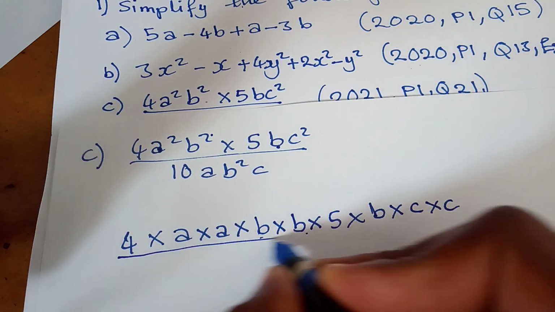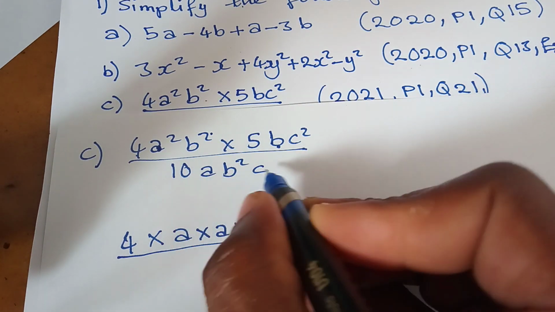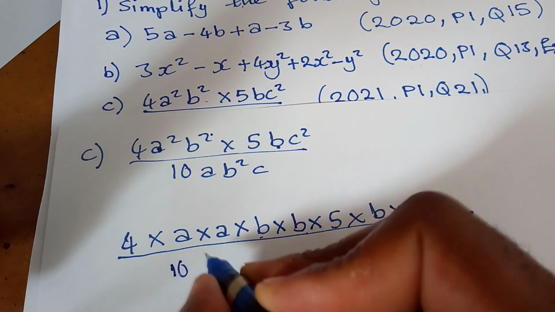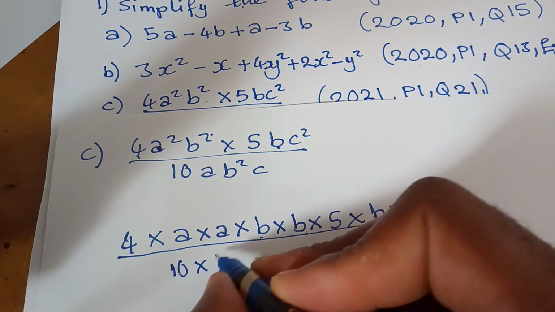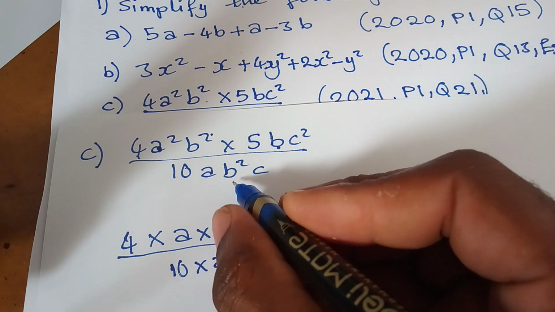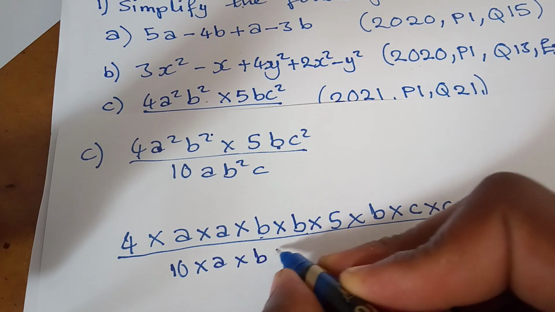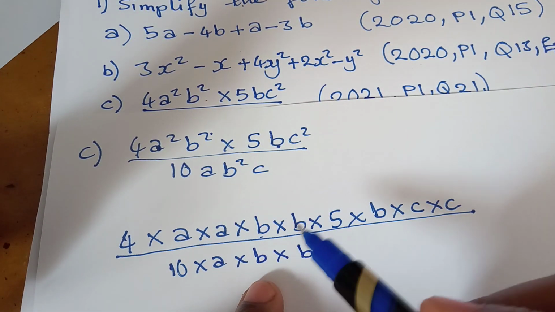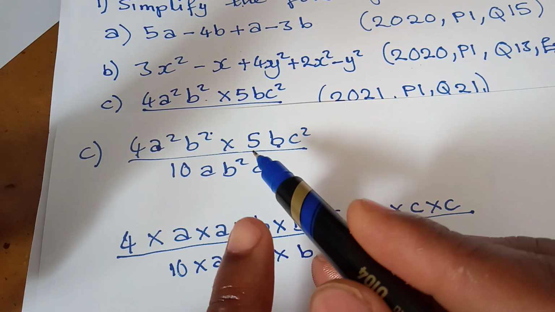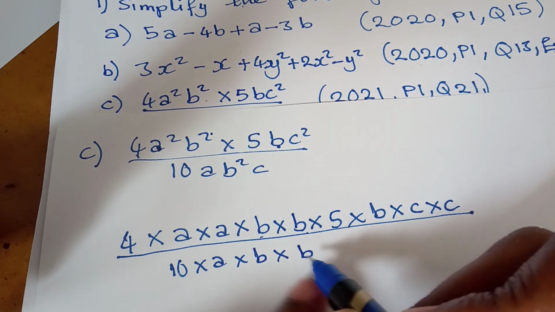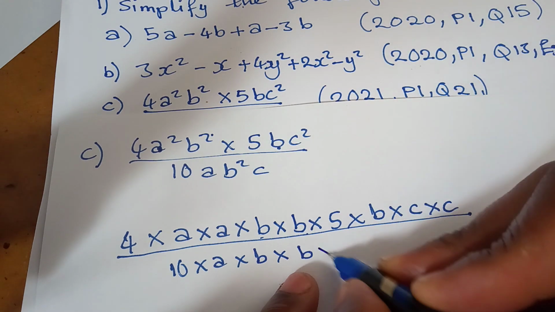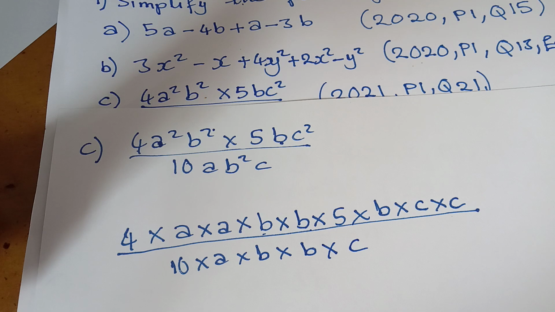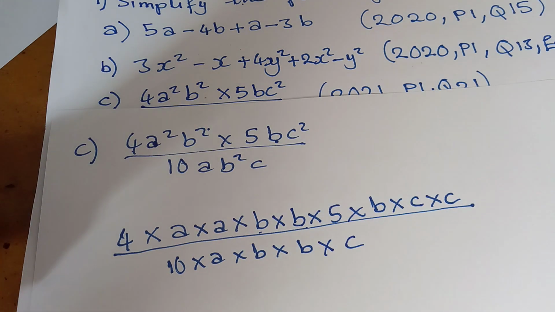And then everything over, we write the denominator in expanded form too. So this one will be 10 multiplied by a multiplied by b squared, which is like b multiplied by b. Remember, b squared means b times b, not b times 2. So make sure you write 2 b's and then multiplied by c. So now once you do this, you are almost done.